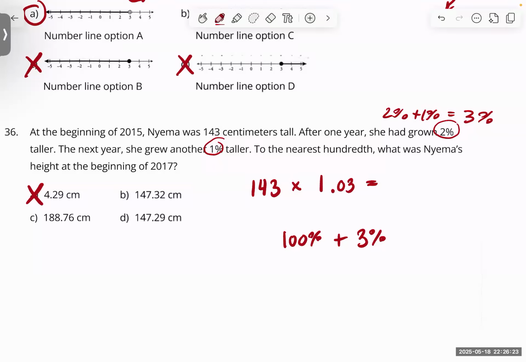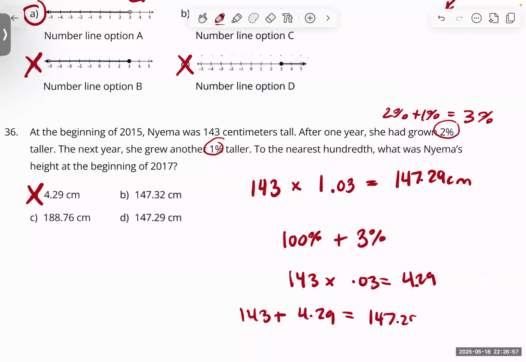If you don't understand this concept yet, that's okay. That is 147.29 centimeters, because I'll show you why you can't just do 143 times 0.03. Well, you can do that, you just have to add it to the height. 143 times 0.03 is 4.29, but again, you have to add this to the height. Then you get 147.29. It's a lot of steps, but it's the same logic if you're more comfortable with that. But the answer is going to be D.